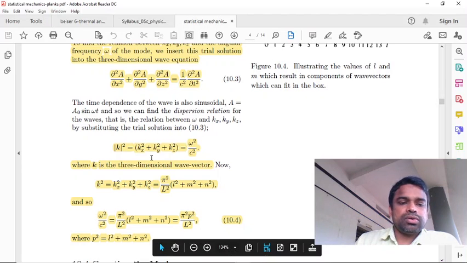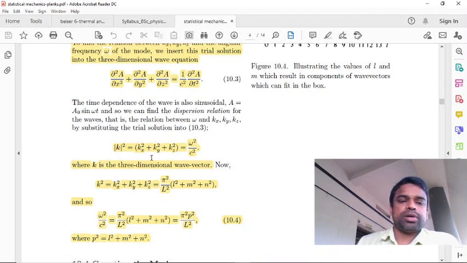Now k square is equal to, in three dimensions, kx square plus ky square plus kz square.